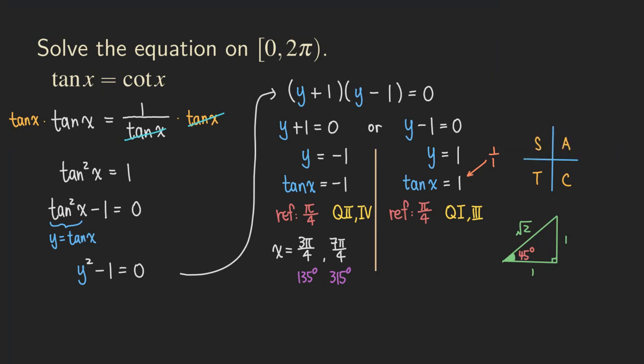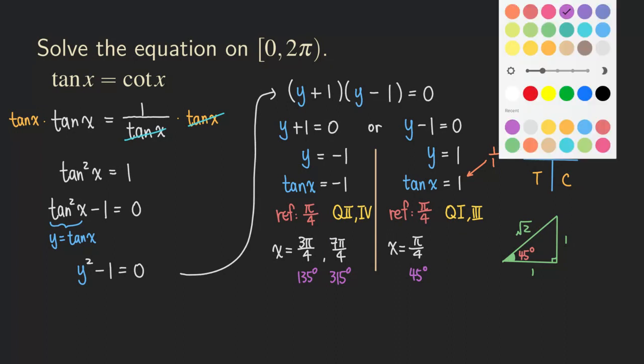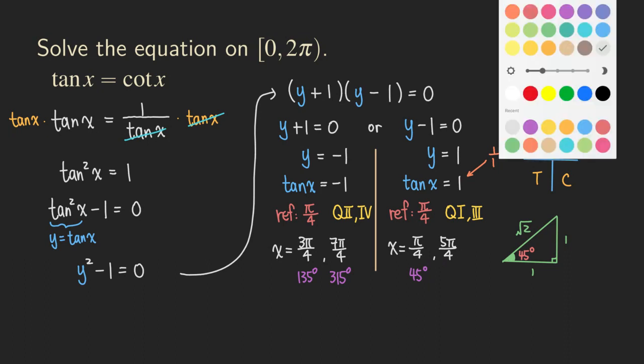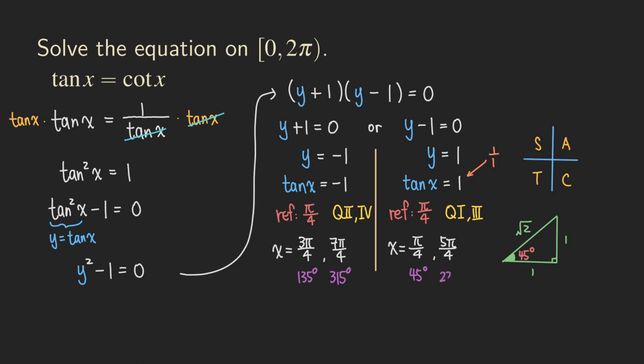Okay, now the other two solutions, we have the one in quadrant 1, so that one is easy. That's actually simply the same thing as the reference angle. That's pi over 4, and so of course that will be 45 degrees. And then the last solution, it's an angle in quadrant 3. And again, it's having a reference angle of pi over 4. So we are going to get 5 pi over 4 for that angle. And that angle is 225 degrees. Okay, so we get 4 solutions in this equation.